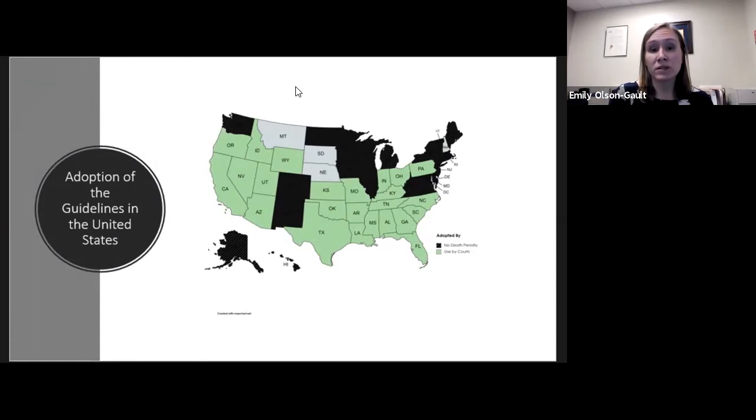Our federal court system, every federal court in the United States has recognized the guidelines as a point of reference. And that has a lot to do with what Robin mentioned, that our national Supreme Court, the US Supreme Court, has recognized the guidelines as representing the standard of care for capital defense.